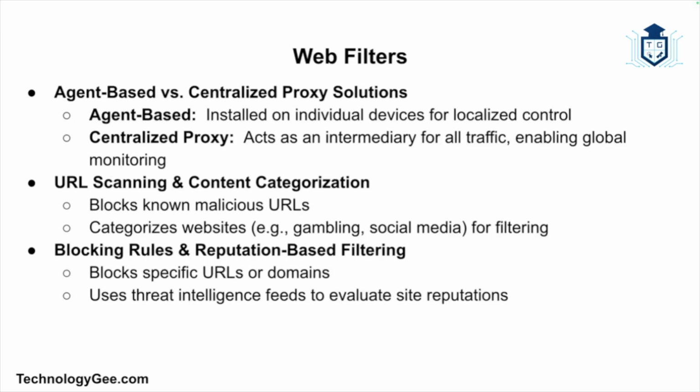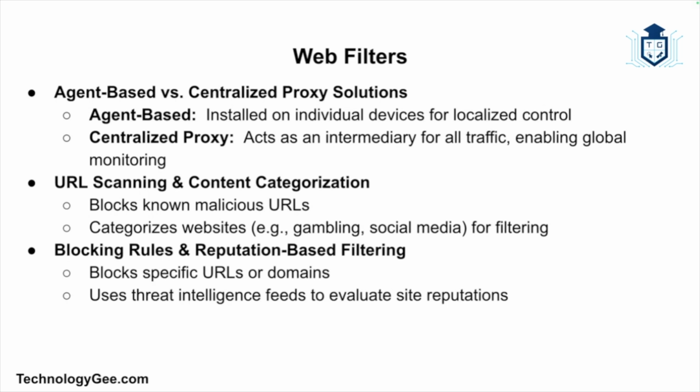Next, let's talk about web filters. Within web filters, let's talk about agent-based and centralized proxies. An agent-based solution resides on individual devices, providing localized control, and centralized proxies act as an intermediary for all web traffic, offering global control and monitoring. And then we have what is called URL scanning and content categorization. These feature things like blocking known malicious URLs and categorizing content into predefined groups, such as gambling or social media.